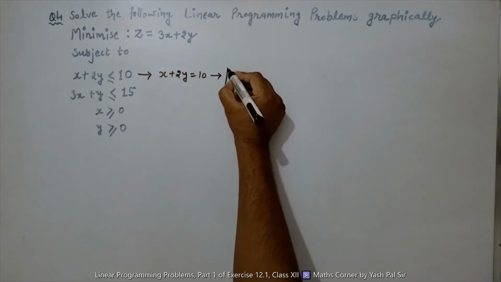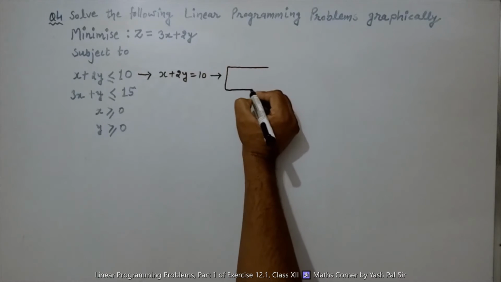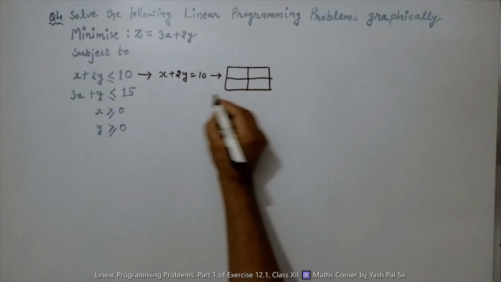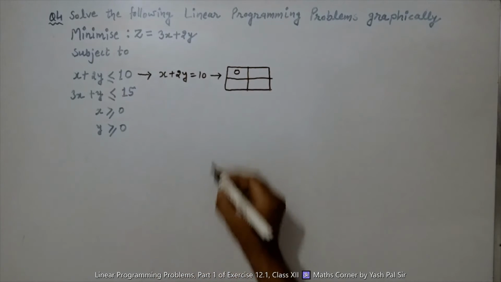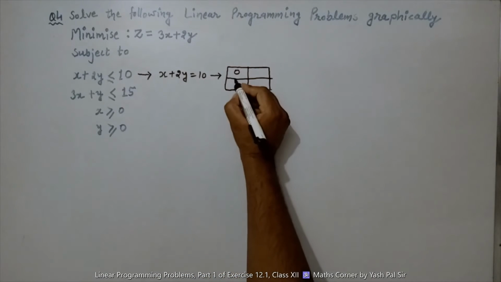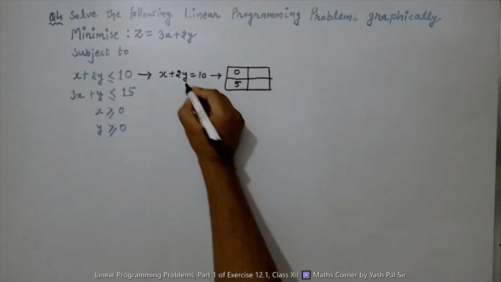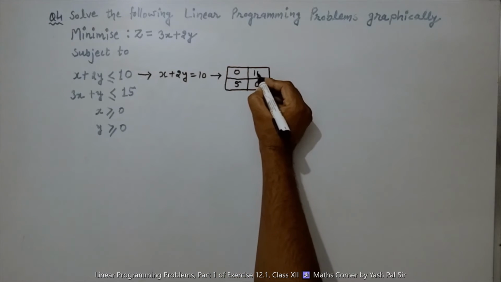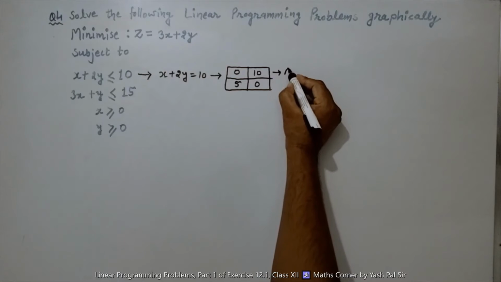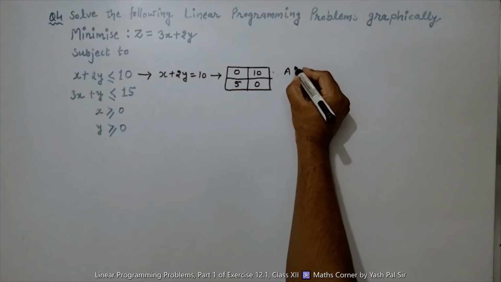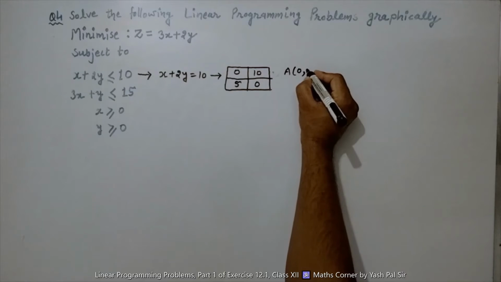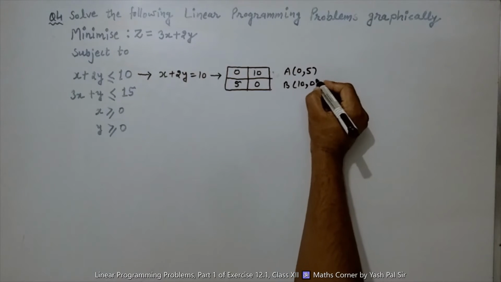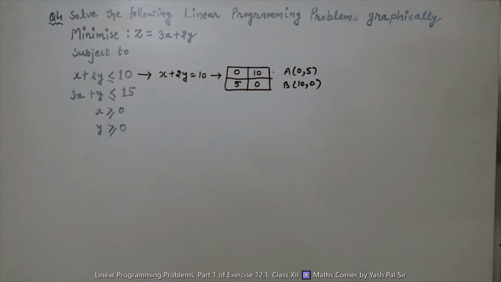Now we convert it into a table. If x is equal to 0, then 2y is equal to 10, that is y is equal to 5. Similarly, if we take y is equal to 0, then x gives us 10. So from here we have points. First point A is x is 0, y is 5, and point B is x is 10, y is 0. Right?